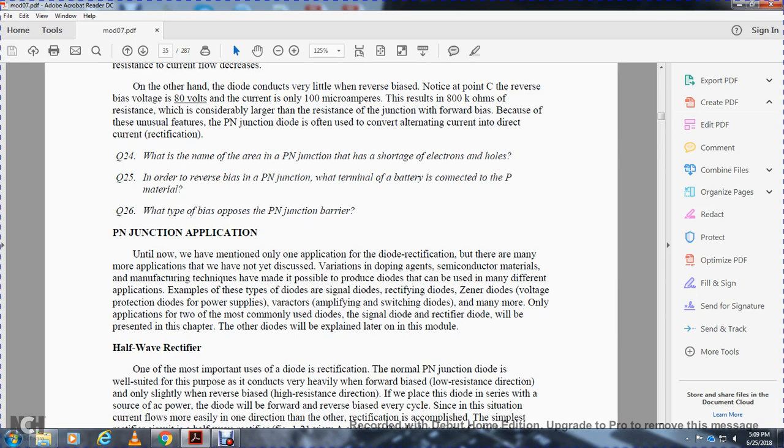Alright, the PN junction applications. Until now, we have mentioned only the application of the diode for rectification. There are many more applications. With variations of the doping agents and semiconductor material, manufacturing techniques have made it possible to produce diodes that can be used for different applications.